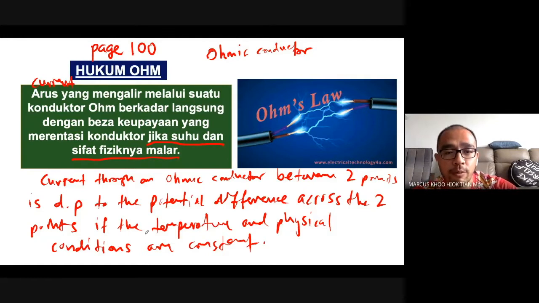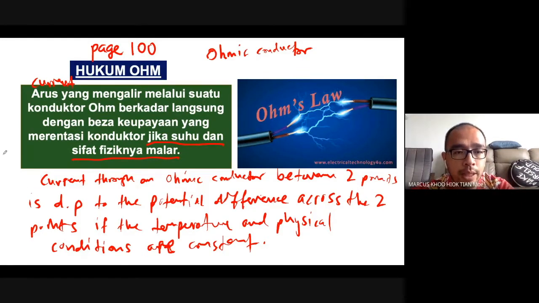Please forgive me for my horrendous handwriting. So Ohm's law states that current through an ohmic conductor between 2 points is directly proportional to the potential difference across the 2 points if the temperature and physical conditions are constant. We will look more into this in our experiment, but I just need you to know the law now. Otherwise what we're going to discuss in a while will not make any sense. So I just need to tell you this first.